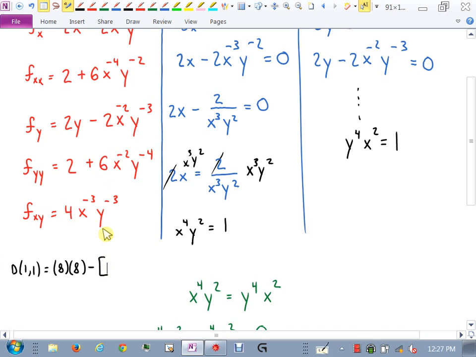Minus what's fxy at 1, 1? 4, and then squared. And that's bigger than 0, right? That's 64 take away 16. It's bigger than 0, and my fxx is positive, which means I have a local min, right? Local min. All of them will work out the same way. So local min.